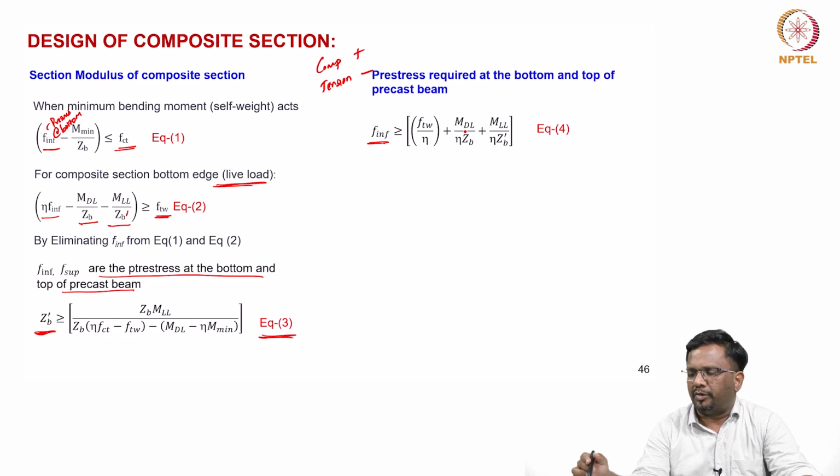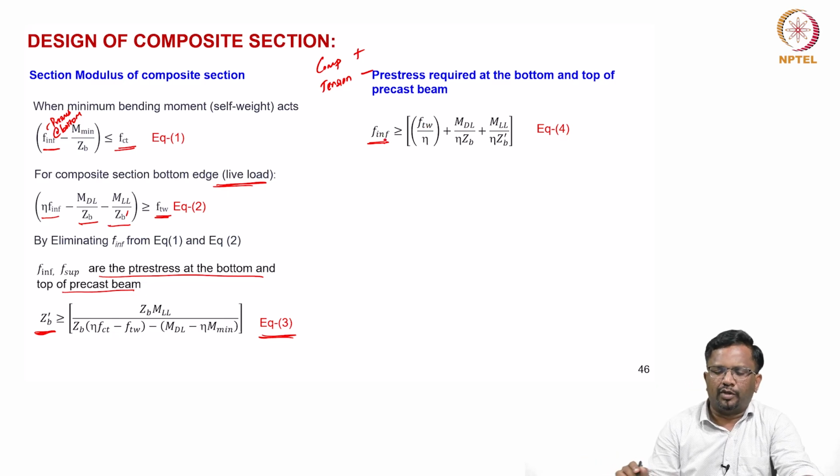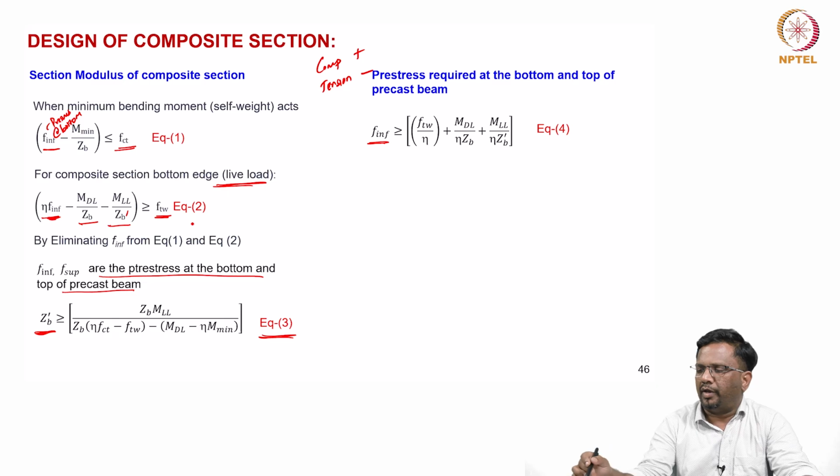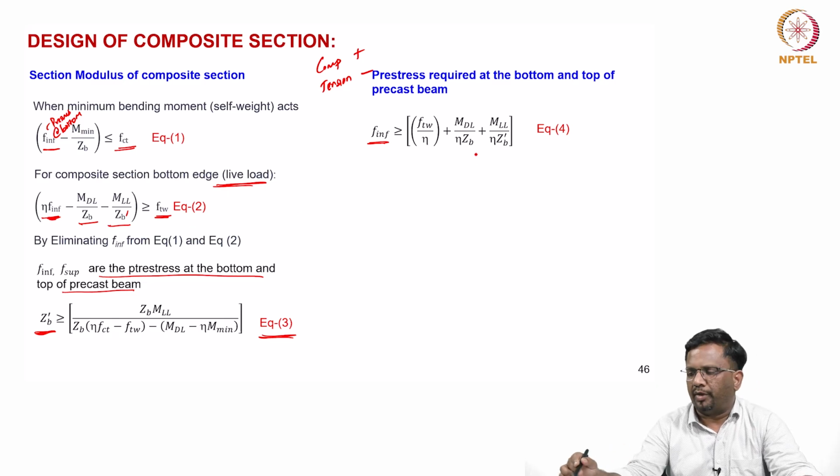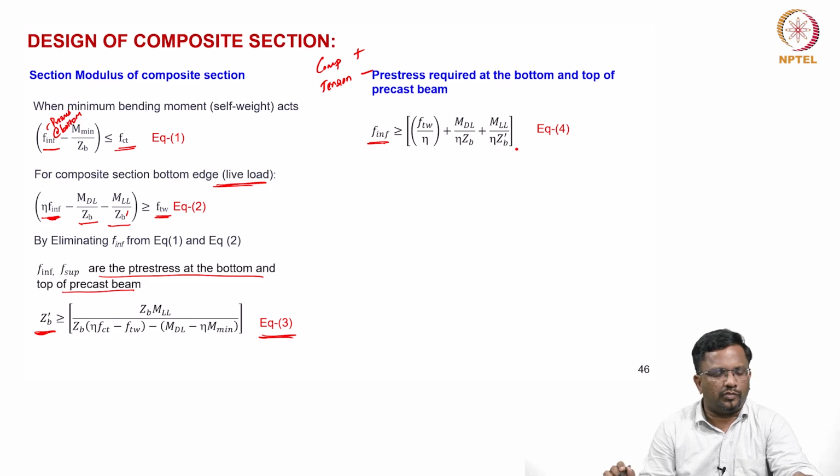So you can see MDL by eta ZB plus MLL by eta Z prime B, which is the composite section modulus, and FTW is the allowable tensile stress under working conditions. So everything you can find out as an expression from this equation 2. Directly you can find an expression for F inferior in this form. So equation 2 can be modified to this form, right?